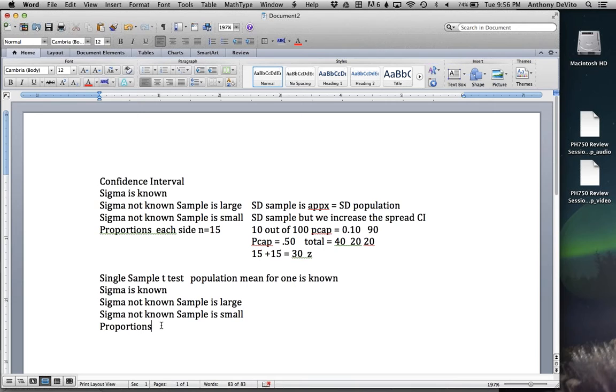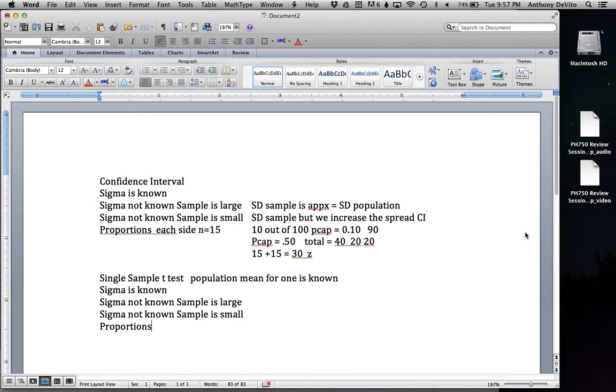Some of these I'm going to do by hand, and some of these we're going to do using SPSS. Okay, before I go any further, questions. Do we have any questions on this so far? Yes, yeah, 15 on both sides. Anybody have any pressing questions at this moment?